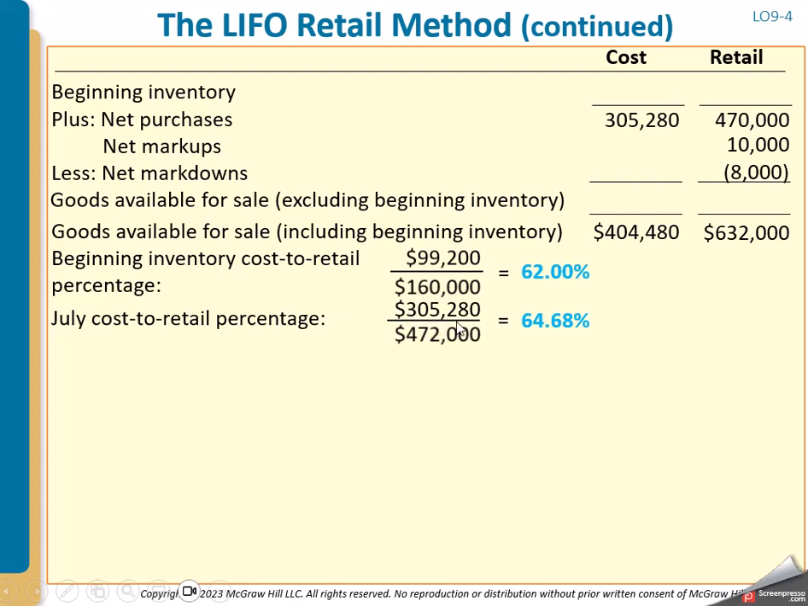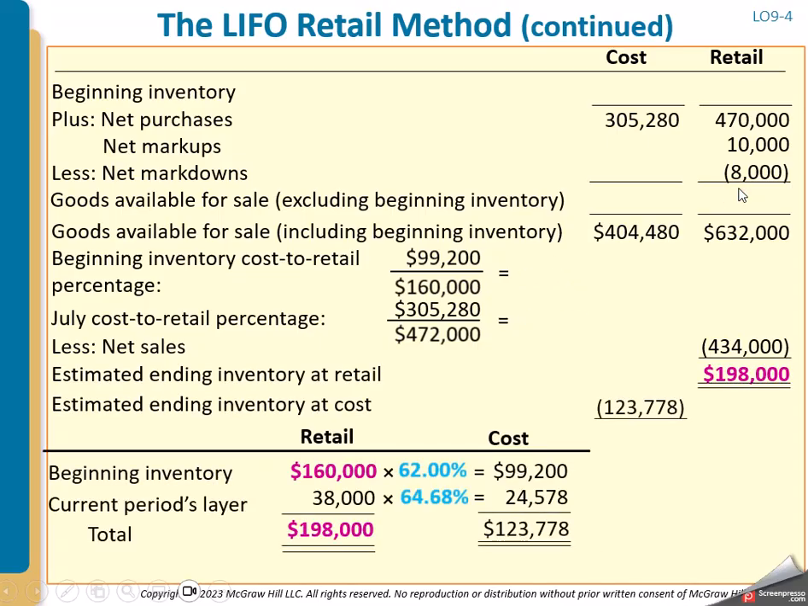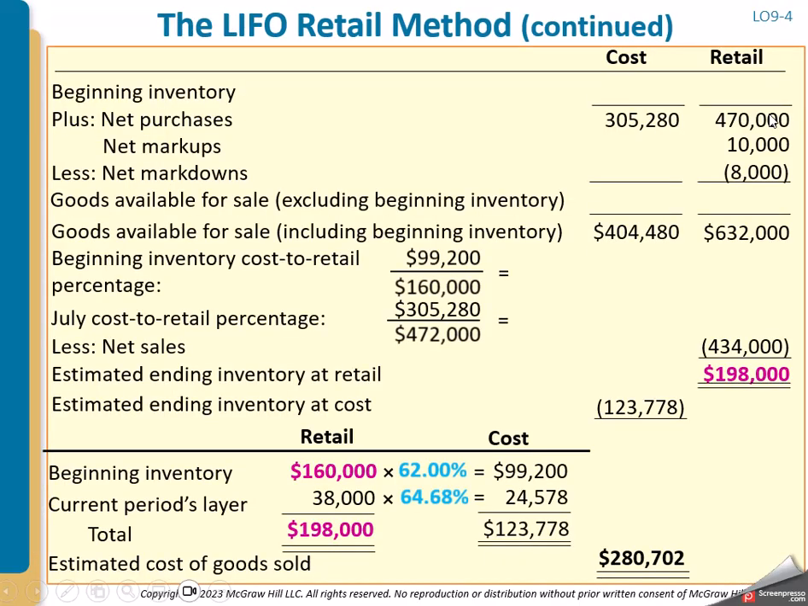So then we take our purchases divided by our, where does that 472 come from? Oh, sorry, I think it took it away, right? Let me see if I keep going. That 472 should be popping up right here in that goods available for sale. Okay, so that's where that 472 came in though.